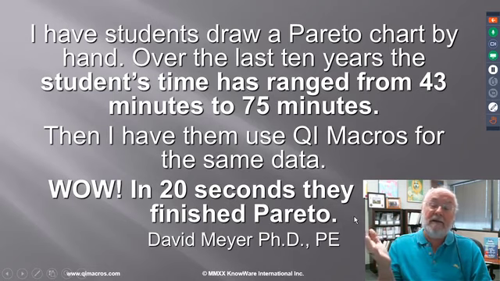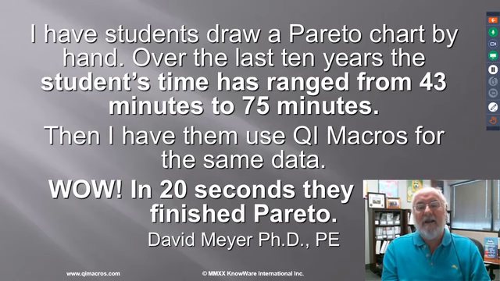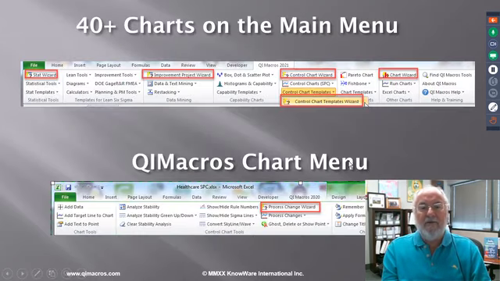Now, I hate to tell you this, but I think that was a waste of 43 to 75 minutes of student time, but you get the idea. Let's save you some time. There's over 40 charts on the menu, and we have all these wizards on top. We have a control chart template, templates wizard, process change wizard. These things are all baked in here to help you.